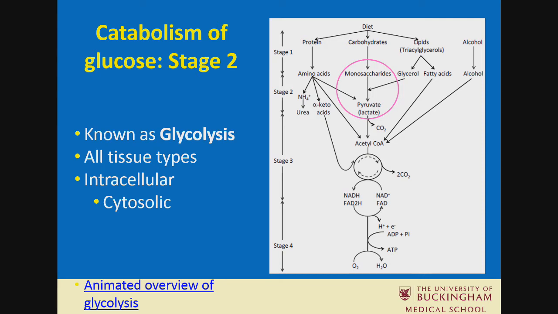So we're looking at this stage now in the catabolism of glucose. We've looked at the carbohydrates from the diet. We're now down to the point where we've got monosaccharides, and we're going to look at how those monosaccharides are converted to pyruvate and in some cases to lactate. So this is called glycolysis, and it occurs in all tissue types. It's intracellular, so what we were looking at in the first lecture was extracellular, occurring in the gut. What we're looking at now is intracellular, and it happens in the cytosol, so the cytosolic process.